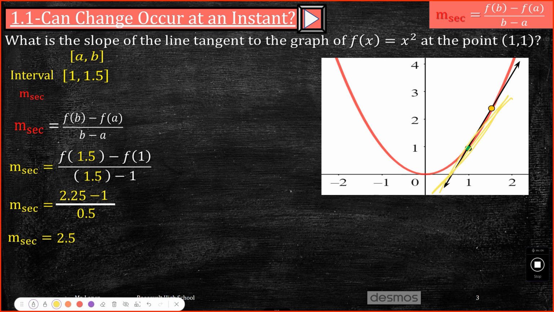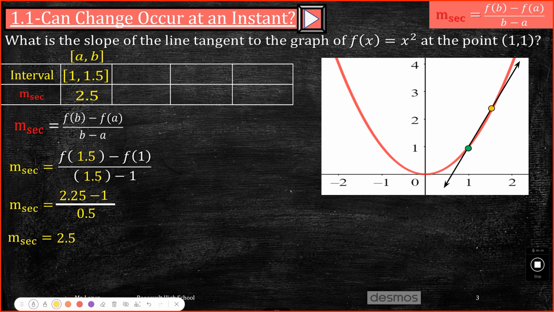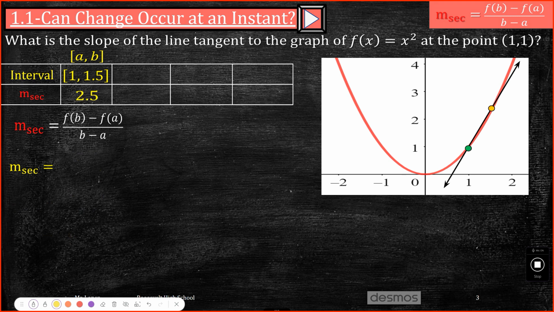All right, so we're going to get rid of that one and get it closer, maybe here, and then do that. Let's make a table and do another one. Get it closer. What do you think I'm going to use for B now? Getting much closer would be 1.1. I'm going to use 1.1.